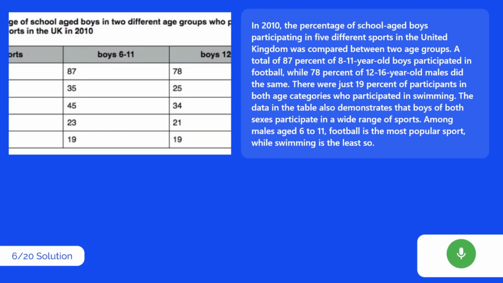In 2010, the percentage of school-aged boys participating in 5 different sports in the United Kingdom was compared between 2 age groups. A total of 87% of 8-11-year-old boys participated in football, while 78% of 12-16-year-old males did the same. There were just 19% of participants in both age categories who participated in swimming. The data in the table also demonstrates that boys of both sexes participate in a wide range of sports. Among males aged 6 to 11, football is the most popular sport, while swimming is the least so.